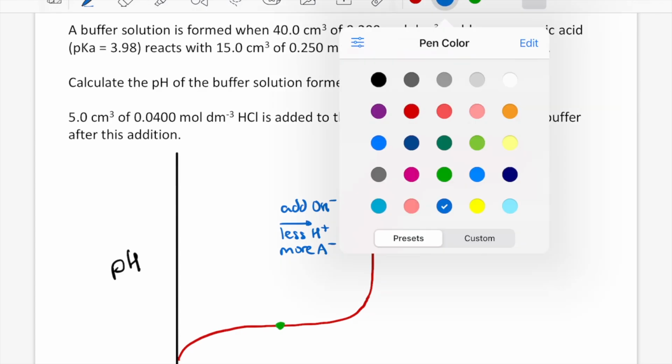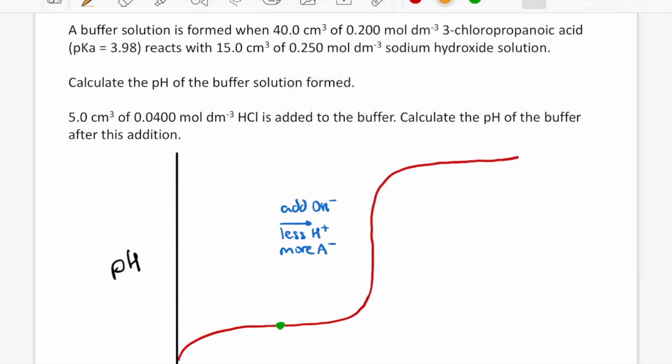Conversely, I hope that made sense. But anyway, conversely, if we added some acid, we would clearly be going towards the left of this titration curve. So we're adding H+ ions, in this case, HCl. If we do that, then we're going to get more H+ ions, and fewer A- or salt ions. The point is we're shifting the equilibrium. That's essentially what we're doing. So we're either moving to the right or we're moving to the left here.